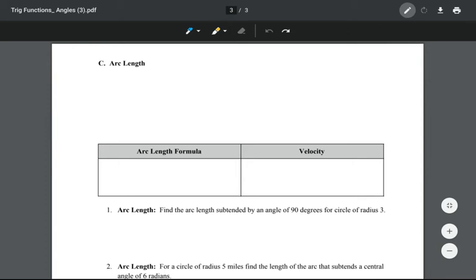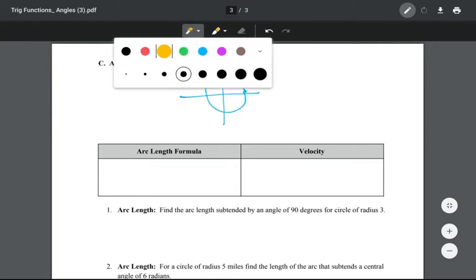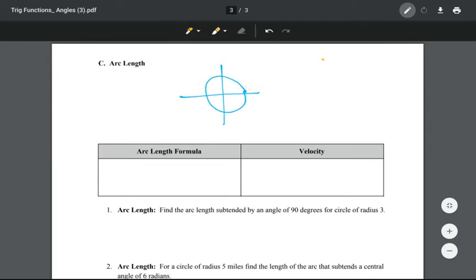We're going to talk about arc length next. Arc length is the distance that we've traveled around the circle. This is closely related to our definition of the radian. So to travel 1 radian, I know that I get to 1 radian when I've traveled the same distance as my radius. So r is equal to r. And this distance right here, theta, is equal to 1 radian.